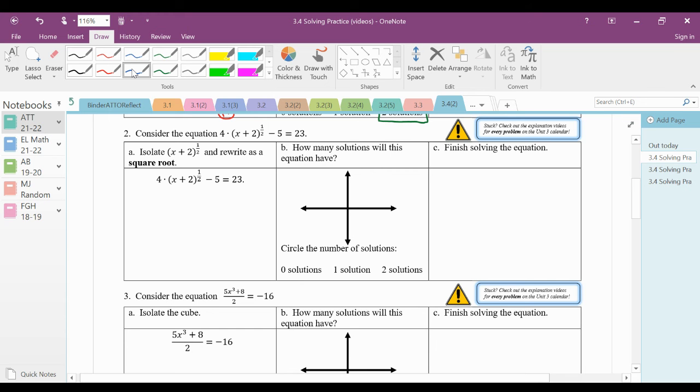In this problem, we've got kind of a crazy equation to solve with a 1/2 as an exponent here. So our instructions are to isolate what's being raised to the 1/2 power and rewrite it as a square root. So first thing I'll do is add 5 to both sides.